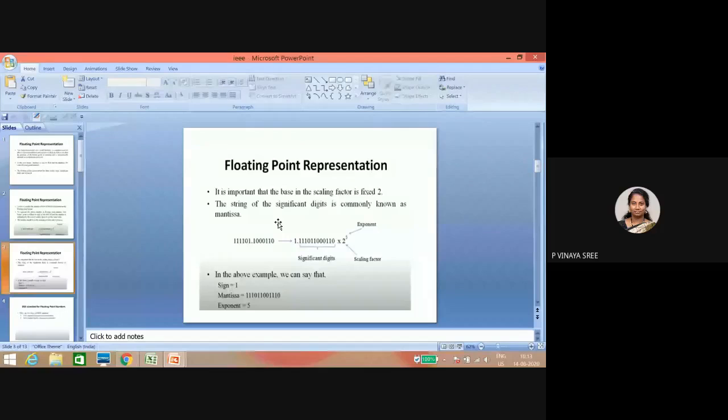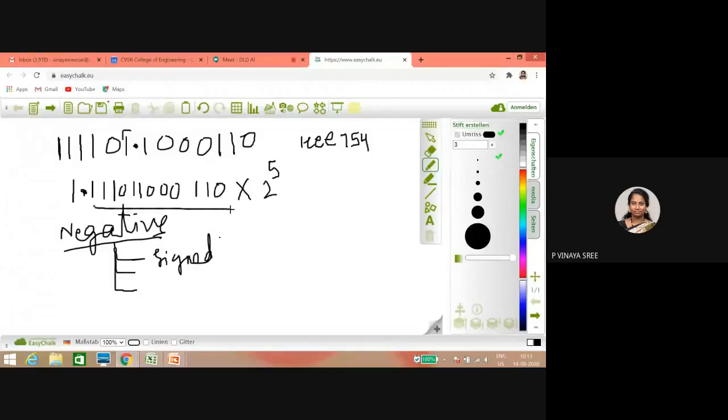As this is directly given as a binary number and it is not mentioned, I am considering it as a negative number, so I have given the sign as 1. And the remaining part will be considered as the fractional part, also called the mantissa. So after the dot, it is considered the fractional part, also called the mantissa.